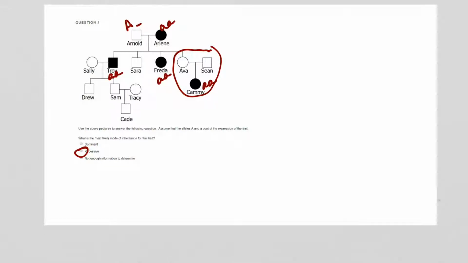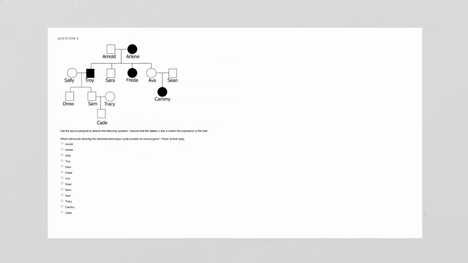Now, if we move on to look at question 2, it's still looking at this particular pedigree, and it's asking us which one of the individuals with the dominant phenotype are going to be homozygous dominant. So we're really looking for any individuals that are capital A, and the dominant phenotype, remember, is the white individuals. So just going through here, again, any of the black ones are going to be little a. So we can label that.